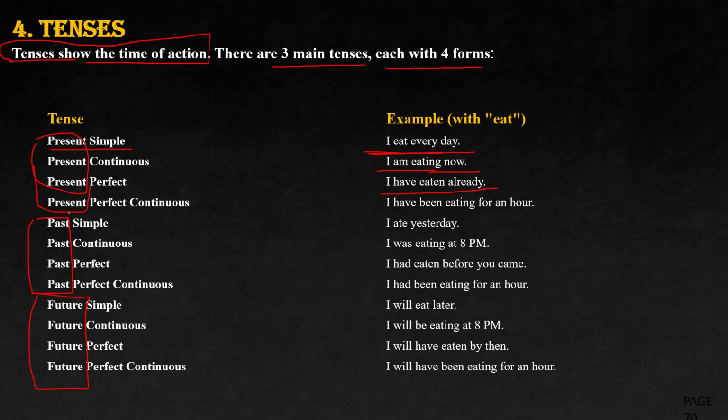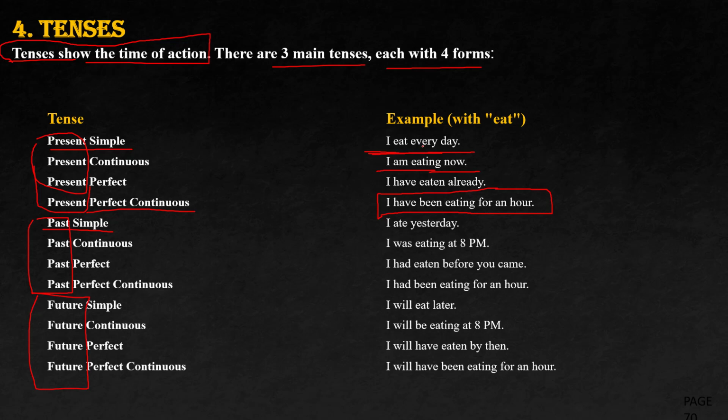Next, present perfect continuous. What exactly happens here? You've been eating already and you are telling someone that you are doing it. For example, I have been eating for an hour. Let's say you're having lunch and someone is sitting just beside you and you tell him that I'm eating already, but it's been an hour. I'm just eating. Got it? Like that.